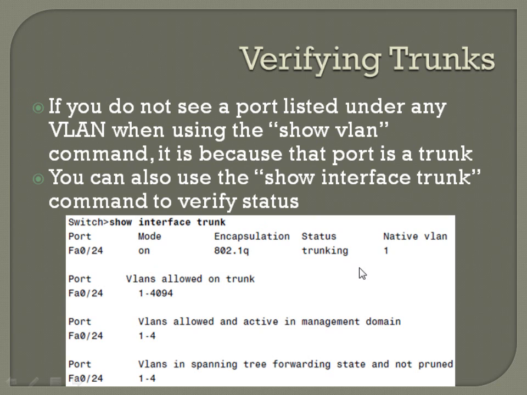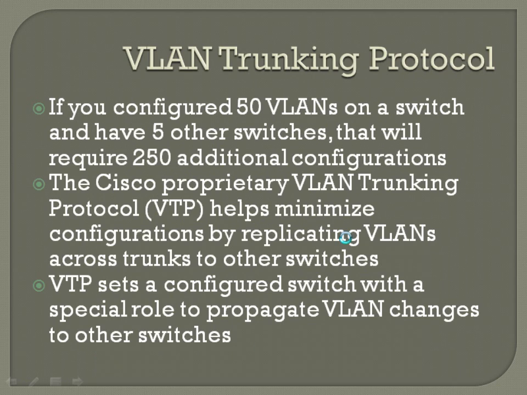And then VLAN Trunking Protocol. To kind of explain it, if you configured 50 VLANs on a switch and you have 5 other switches, that's going to require 250 additional configurations, because you're going to have to configure those 50 VLANs on all 5 of those other switches. The Cisco proprietary VLAN Trunking Protocol, VTP, helps minimize configuration by replicating VLANs across trunks to other switches. VTP sets a configured switch with a special role to propagate VLAN changes to other switches.